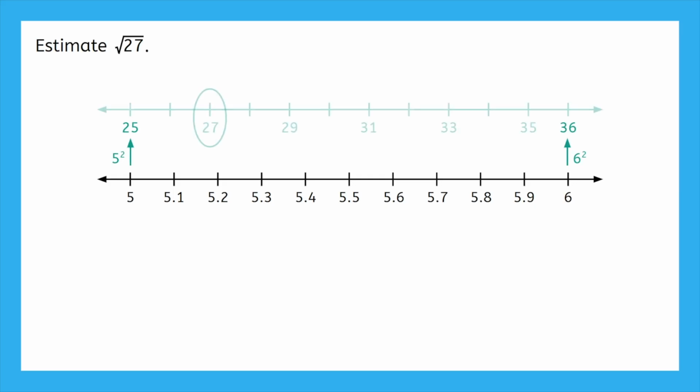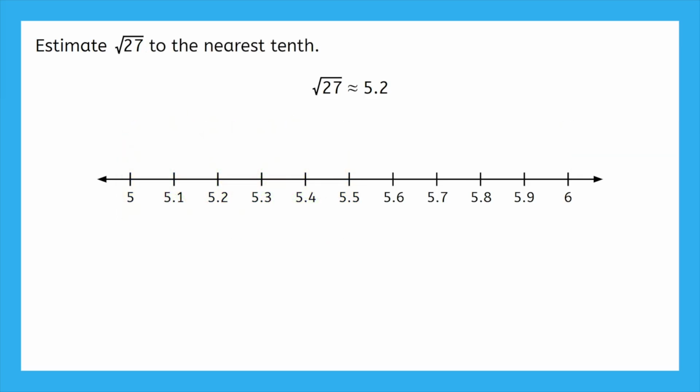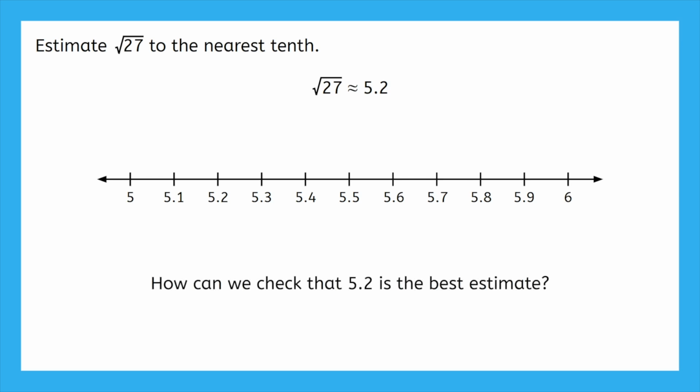27 is between 25 and 36, but it's closer to 25. So the square root of 27 should be closer to 5 than 6. I'm going to go with 5.2 as my first estimate. Since we're estimating to the nearest tenth, I need to make sure that 5.2 is the best estimate. How do you think I could check that?